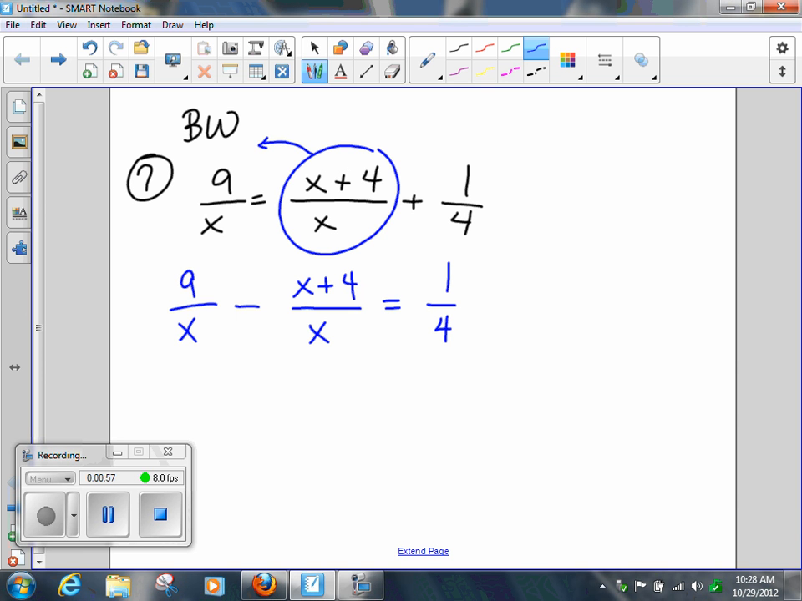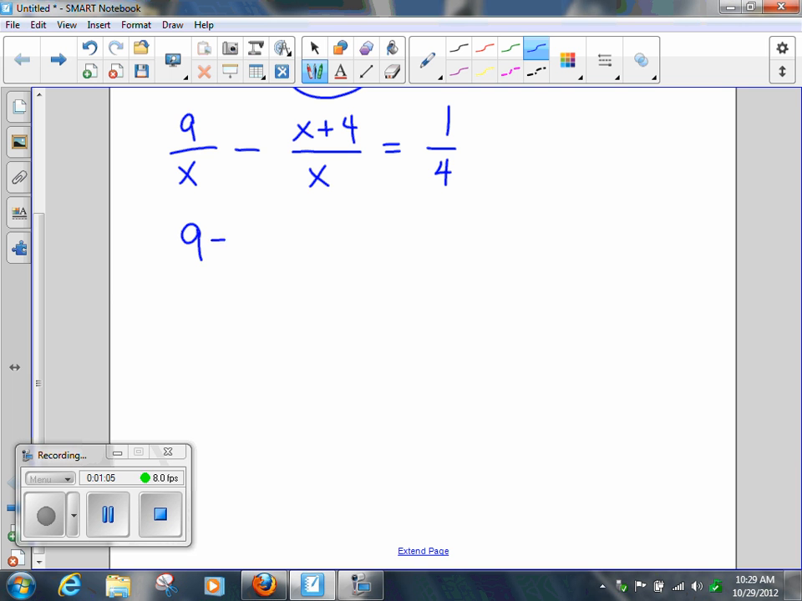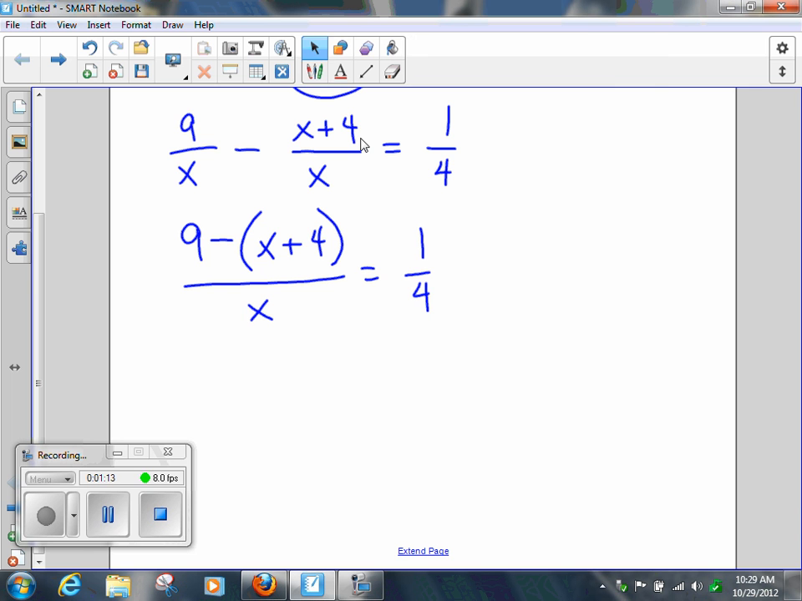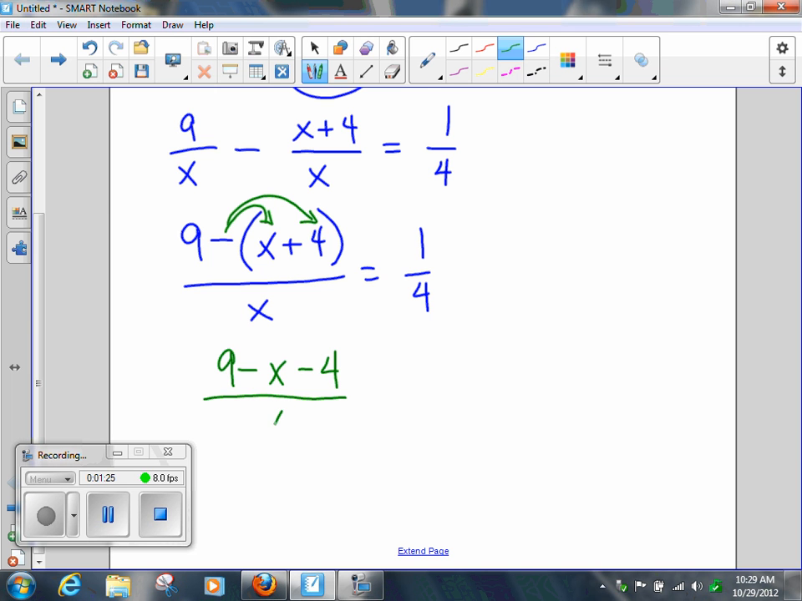Okay? Now, you got to remember, when you have minus a binomial, you've got minus a quantity. And if you made a mistake, 85 to 90% chance this is where you made your mistake. 9, remember, you got to distribute that negative symbol. So it's 9 minus x minus 4 over x.